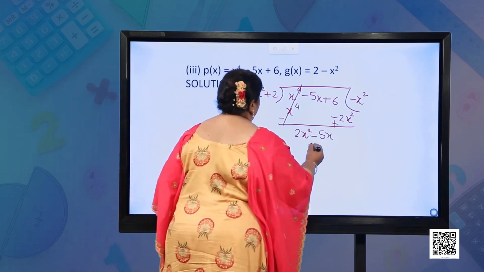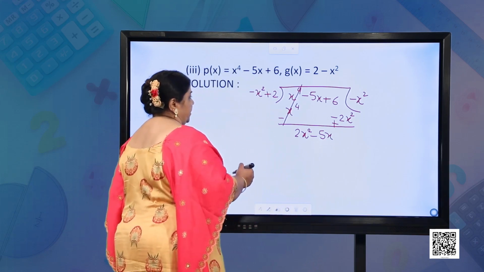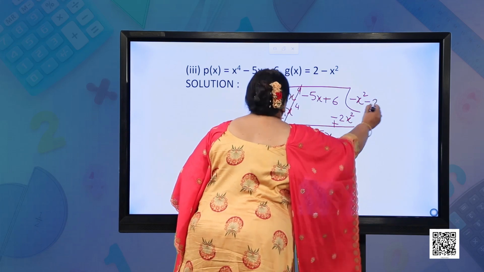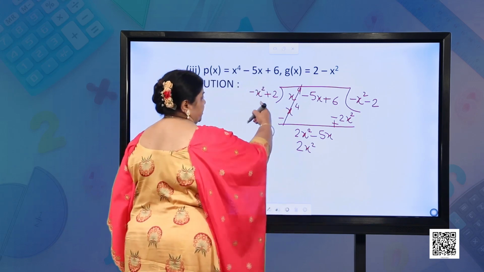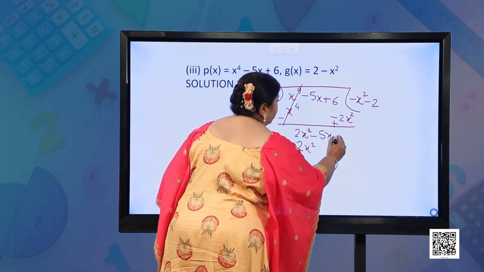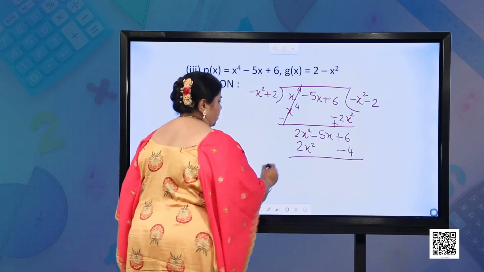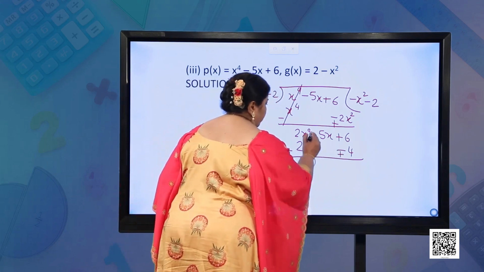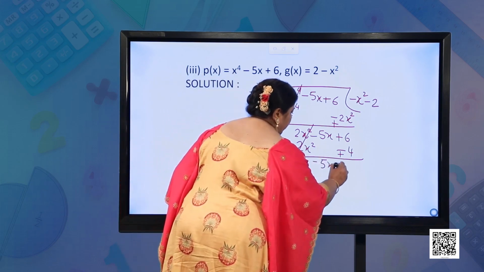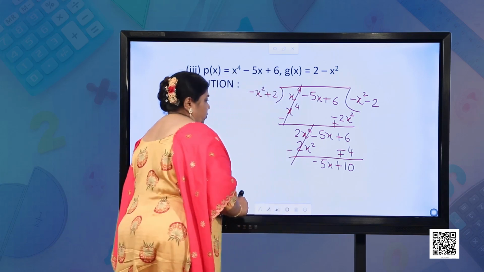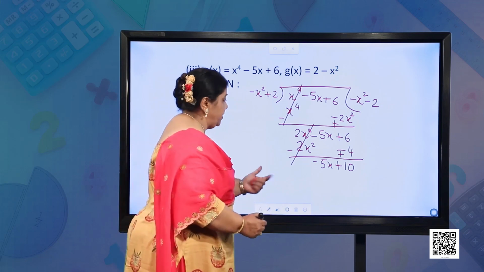Now, I think I will multiply by 2 minus 2. So, I will have 2x square, and minus into plus will give me minus 4. Here I had 6 and this will become minus 4. So, if I change the signs, look here, 2x square minus 2x square gets cancelled. I have minus 5x plus 10. So, the remainder is having the degree less than the divisor, division stops. I cannot divide it any further.